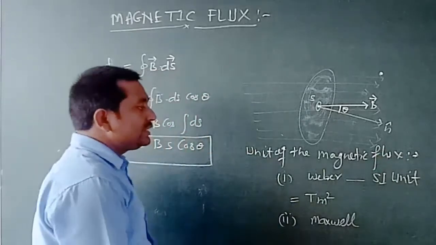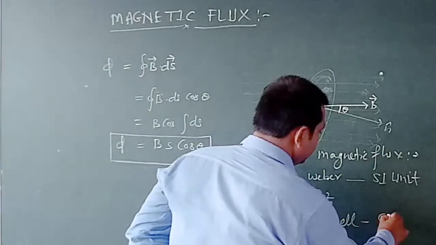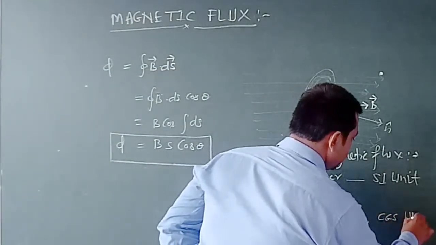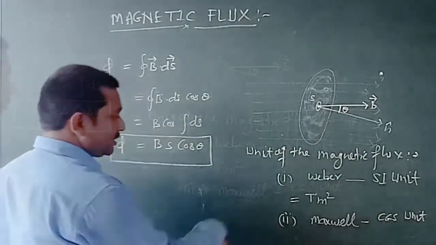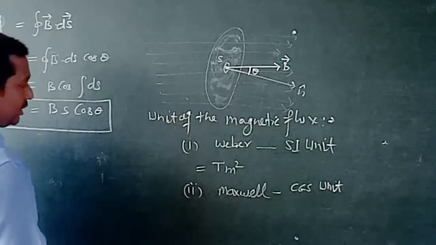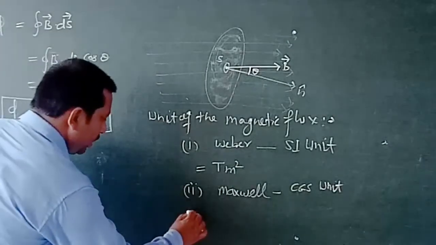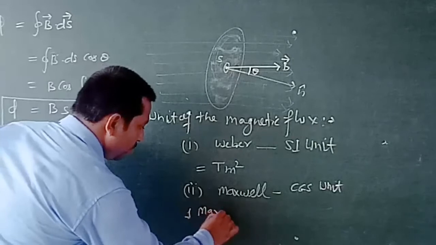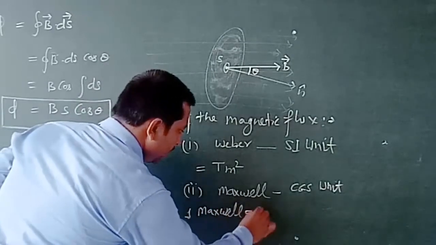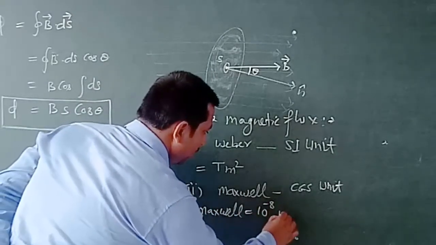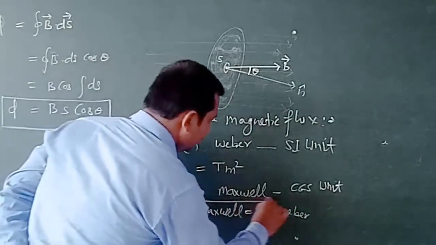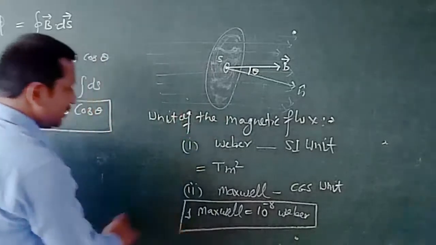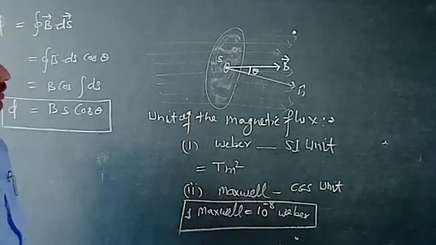And the second unit of this magnetic flux is Maxwell. This is the CGS unit, the CGS system unit. 1 Maxwell is equal to 10 to the power minus 8 Weber. This is a simple relation between the SI unit and the CGS unit of the magnetic flux.